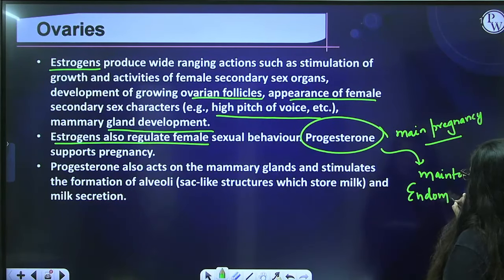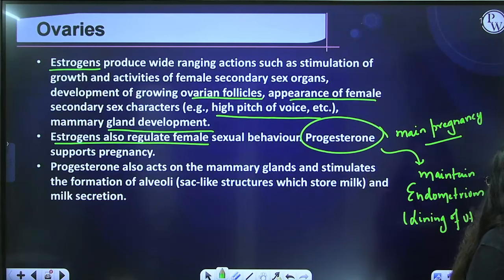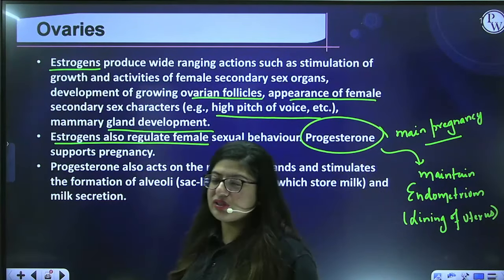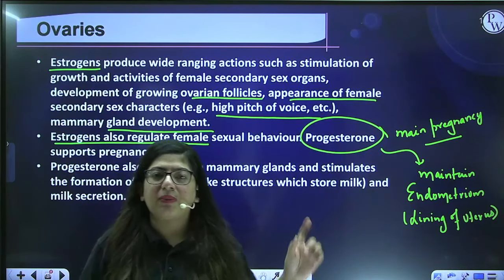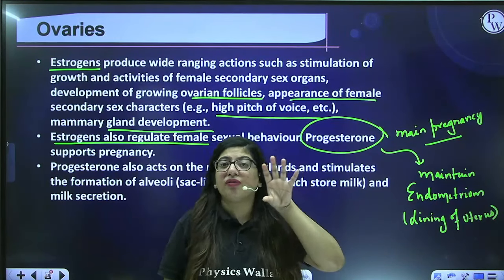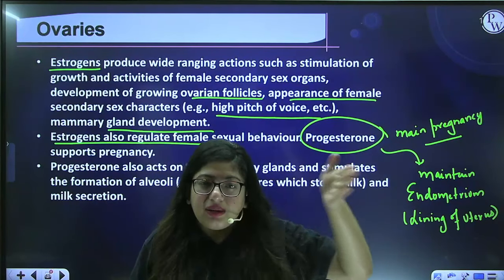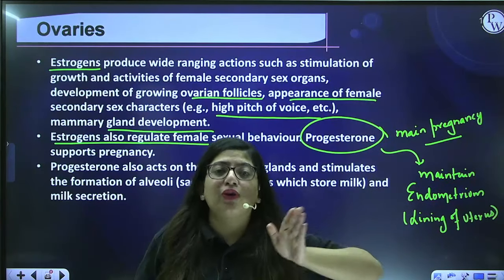Endometrium. You know what is endometrium? It is the lining of uterus. So when a female gets her periods, her uterine lining falls off. But if she gets pregnant, that lining will be maintained by progesterone. Why? Because in that lining, the embryo will get embedded and it will form placenta, the barrier between mother and fetus, and also it helps in transport of substances.